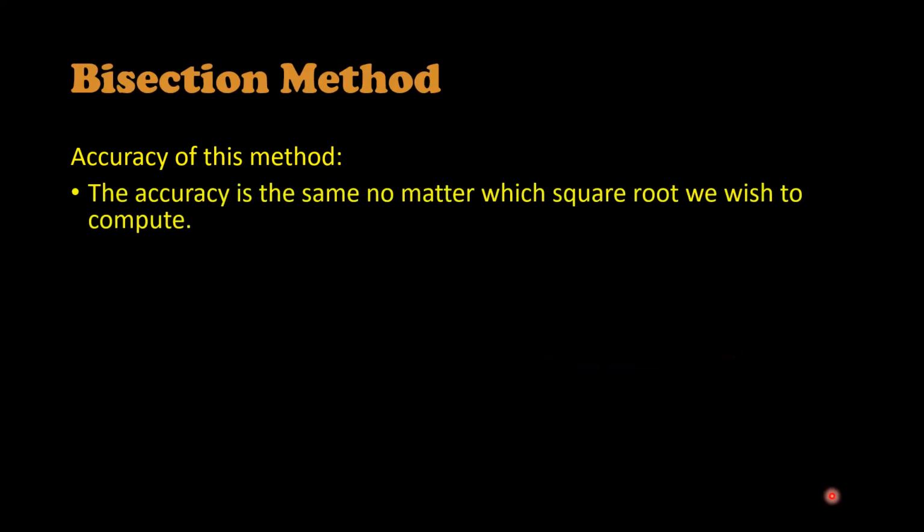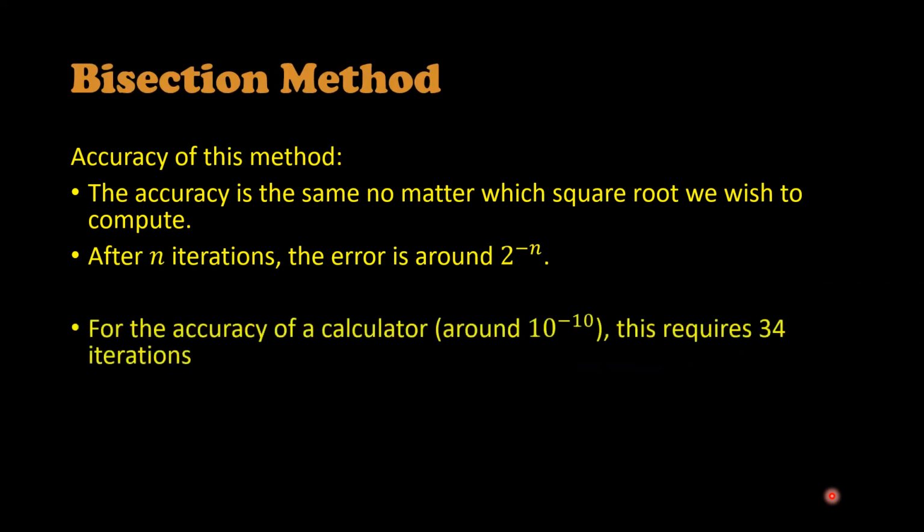So this method has what you might call fixed accuracy. Every time we go through one iteration of this thing, we cut the error in half, right? The size of that interval where we know that the square root of 37 lies gets cut in half. So that means if you iterate it n times, the error is around 2 to the minus n. The error is just the size of that interval. We know square root of 37 is between here and here.